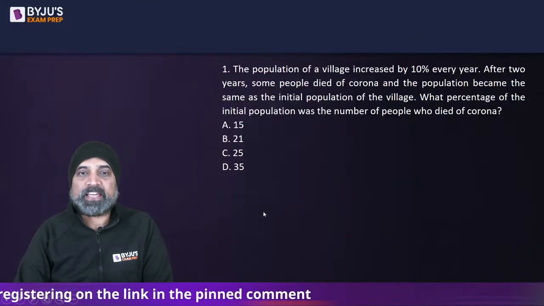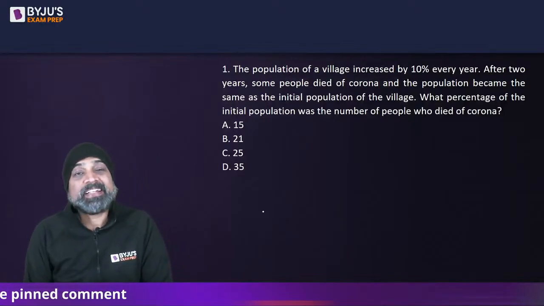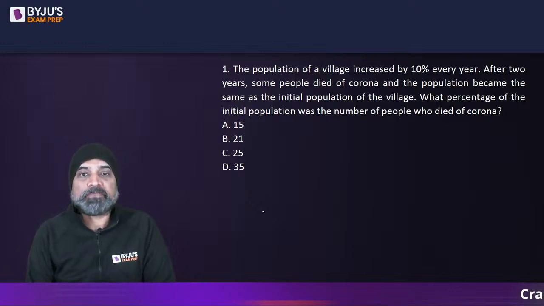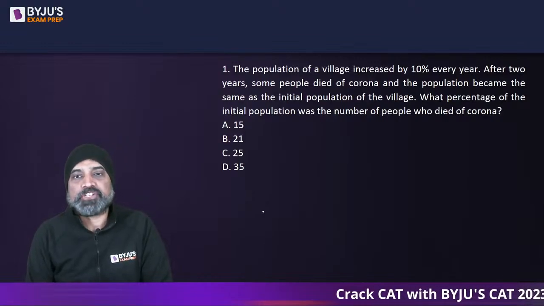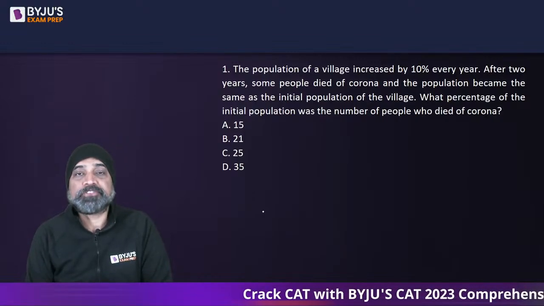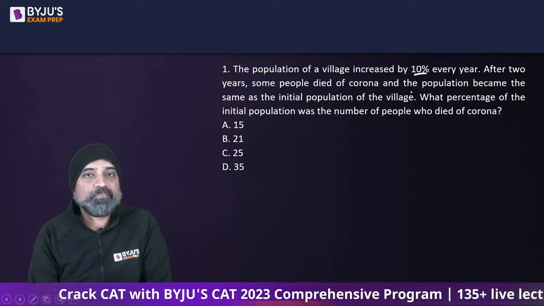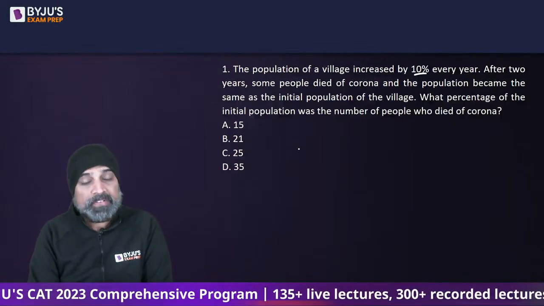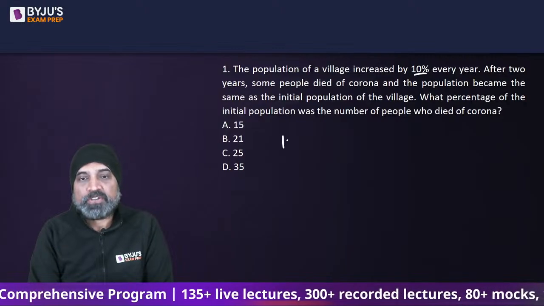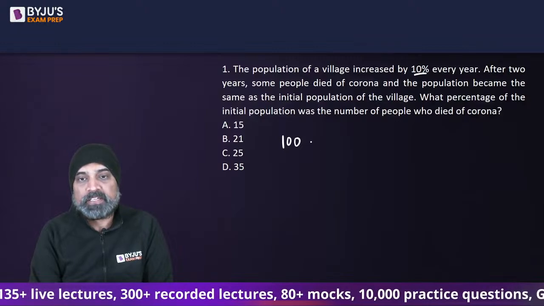Okay, so let's begin with our first question of the day. The population of a village increased by 10% every year. After 2 years, some people died of corona and the population became the same as the initial population of the village. What percentage of the initial population was the number of people who died of corona? Since you can see only one part which is in percentage, there is no magnitude here. So we can assume any value of our choice. If we begin with 100, let's say the population of the village was 100 people.